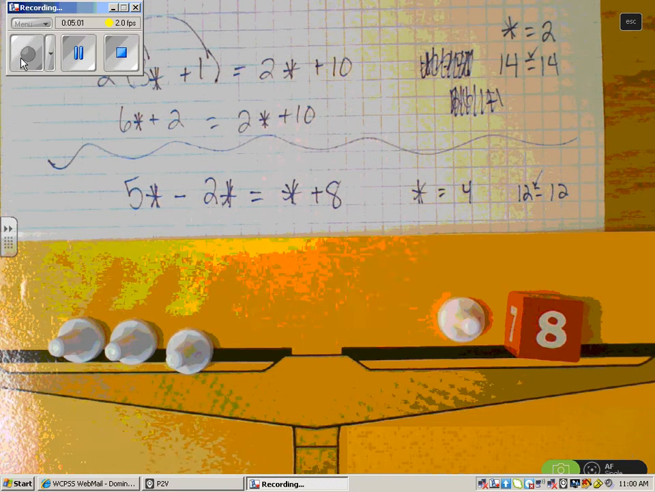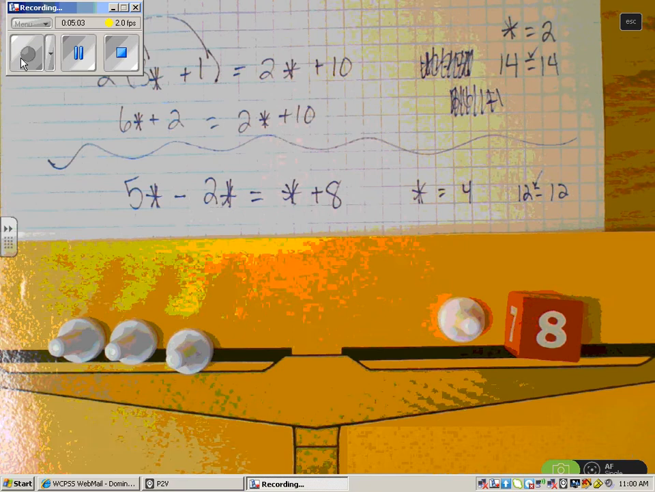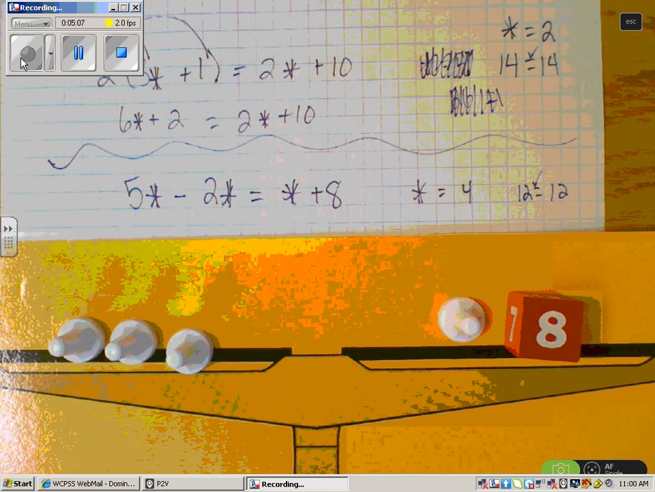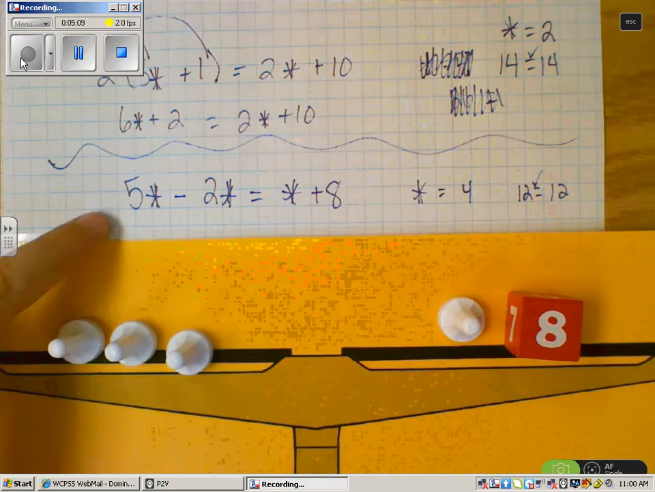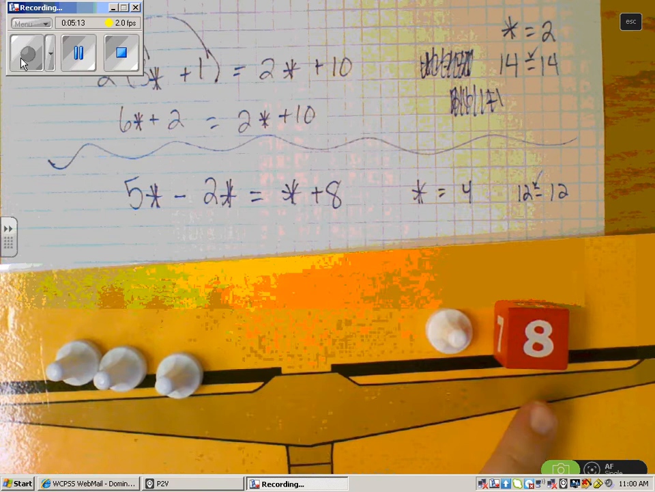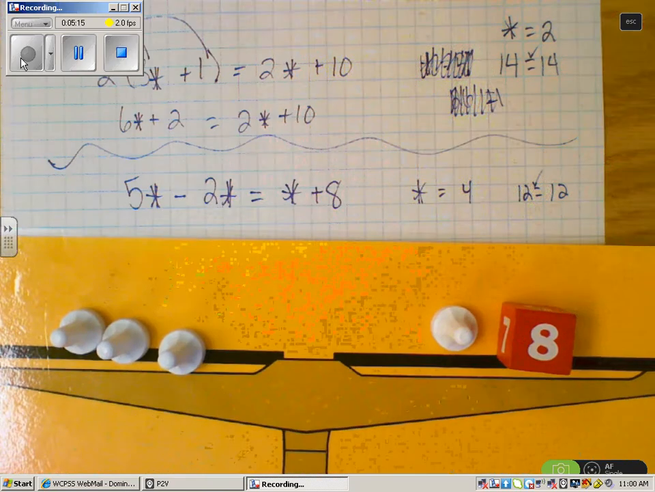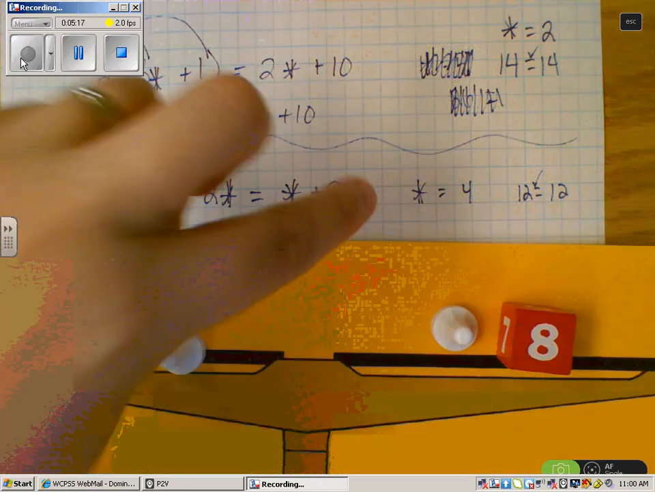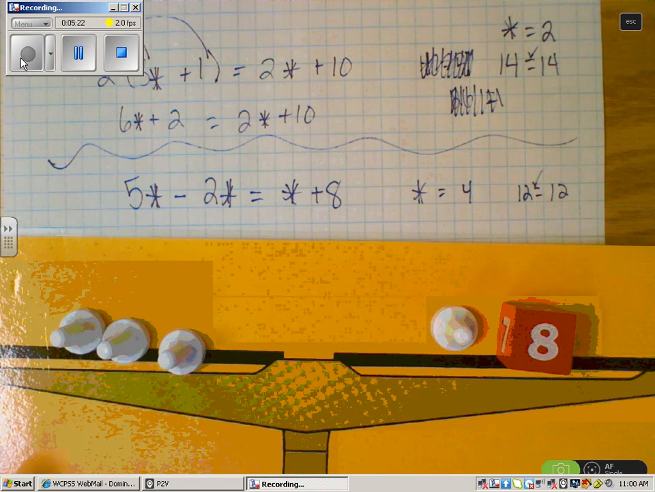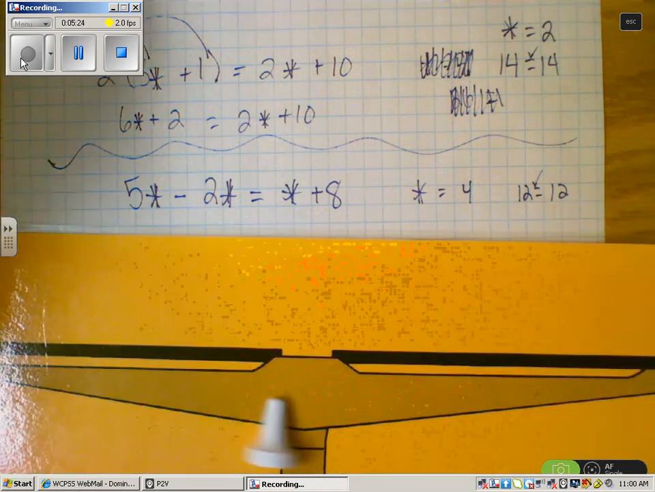Okay, so this is a review of how to build the equations using subtraction on your scale. So 5 star minus 2 star would leave you with 3 star equals star plus 8. Solve it using your legal moves and you should get star equals 4 and 12 does equal 12 as your check. So let's create the next one.